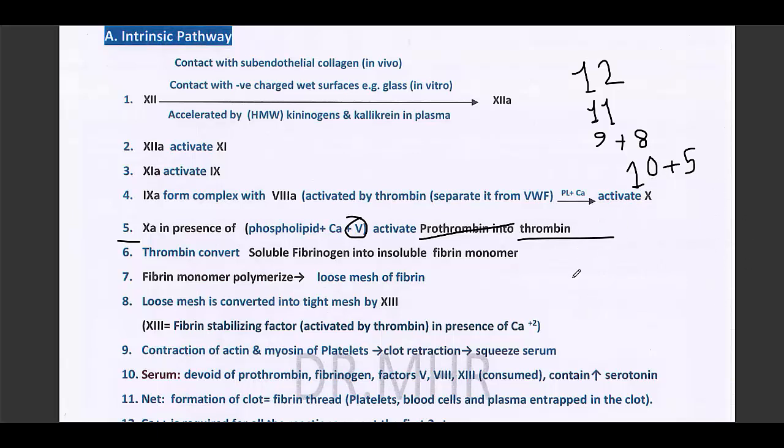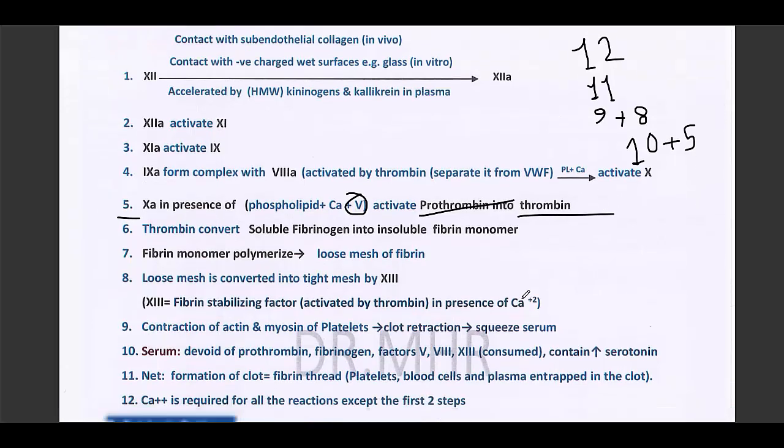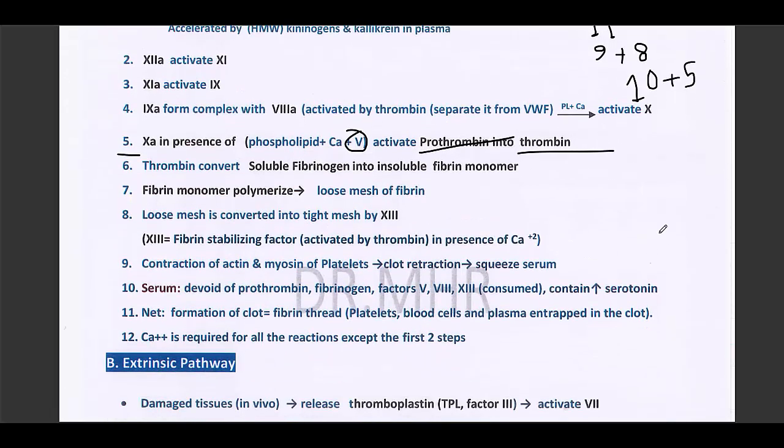Okay, thrombin converts soluble fibrinogen into insoluble fibrin. Then, fibrin monomers polymerize and make a loose mesh of fibrin, a small net of fibrin. The loose mesh is converted into a tight mesh by factor number 13. Factor number 13 is the fibrin stabilizing factor, just a stabilizer, activated by thrombin in the presence of calcium.